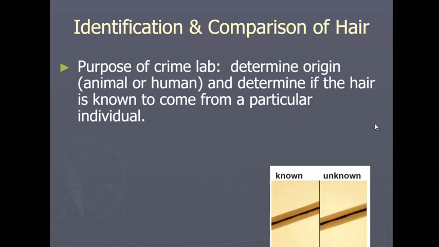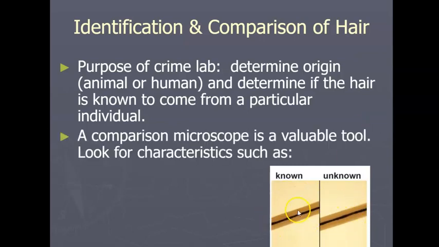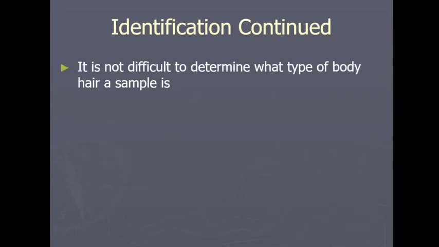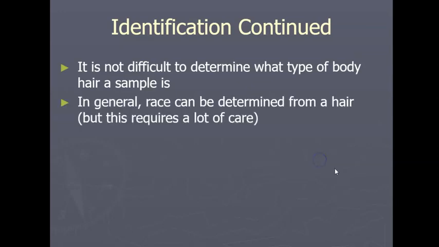All right, so how do they compare hair or identify it? So the purpose in the crime lab is to determine first, is it animal or human hair? And then do we know if it comes from a particular individual? So like if we have this known sample and we collect this unknown sample, we could call these a match. All right. So we're looking for things like the color of them, the length of the hair, especially depending on if the root is involved or the bulb at the end, the diameter, the medulla patterns, and then color, dyed versus natural color.